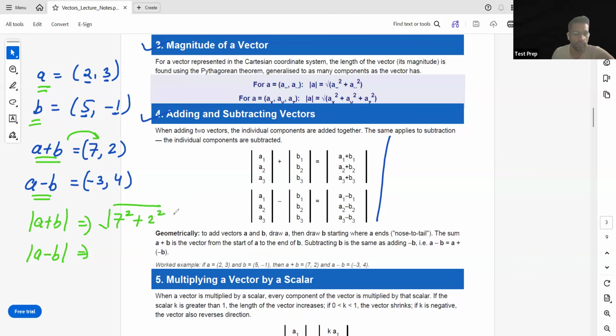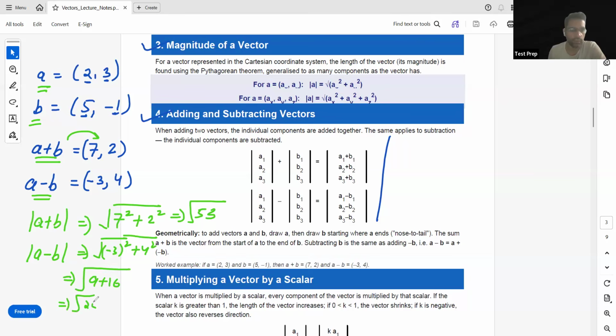This is very important. They will ask you the magnitude of A plus B and A minus B. So it becomes 49 plus 4, 53 under root. Now A minus B: under root of minus 3 square plus 4 square. It becomes under root of 9 plus 16, which is equal to under root of 25. Now this is the magnitude of A plus B and A minus B.